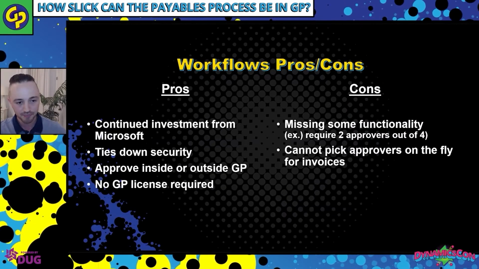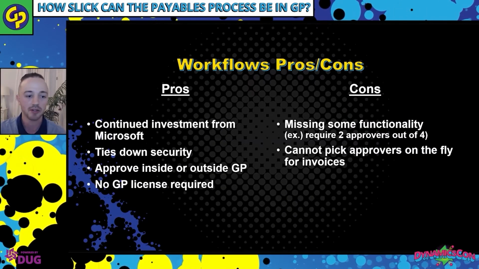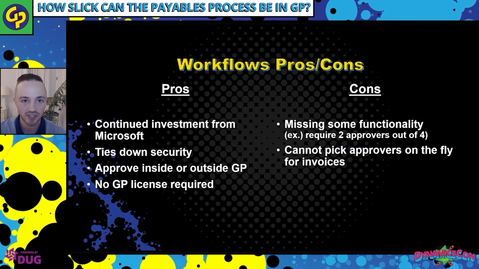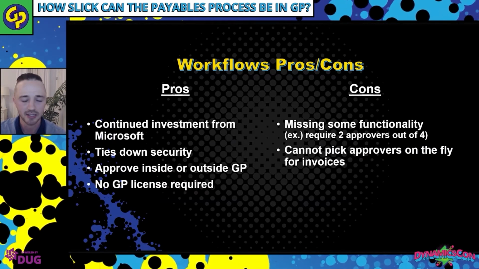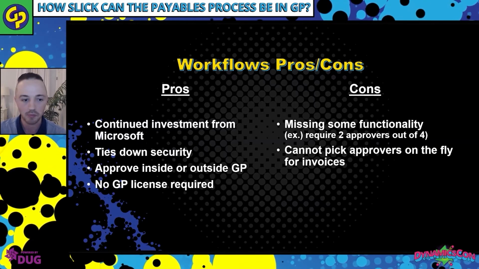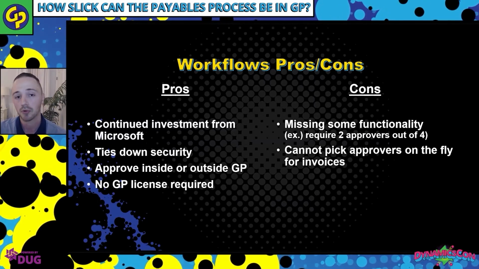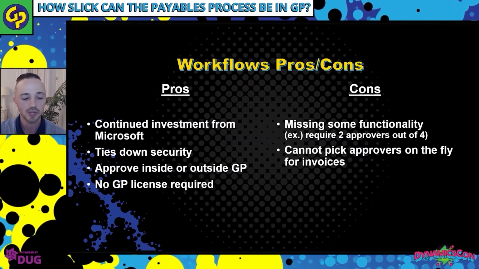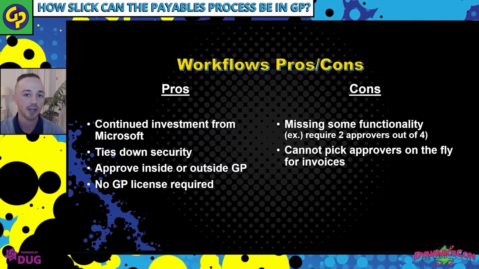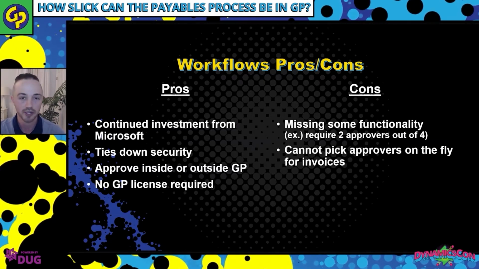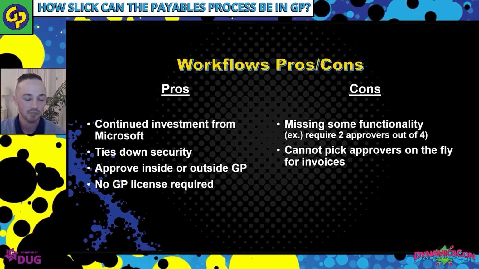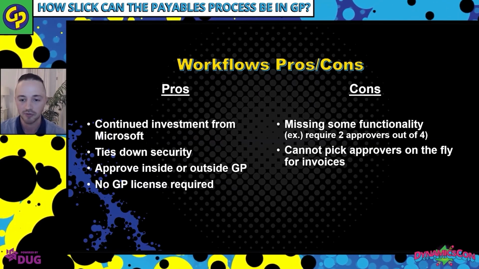So pros, cons. The workflow is just getting better and better. I think with the last 5 versions of GP, there have been new enhancements released for workflows. Fantastic. It shows that Microsoft cares about it. They keep investing in it. The GP team continues to invest in it. Ties down security. I won't beat on that one anymore. You can approve inside or outside of GP. I mean, you saw the emails. Someone just gets an email that says, hey, come approve this invoice, or hey, come approve this vendor. All they can do is click the email, click approve, click deny, whatever. Simple. Never have to open up GP. And therefore it doesn't require a GP license. So very cool.